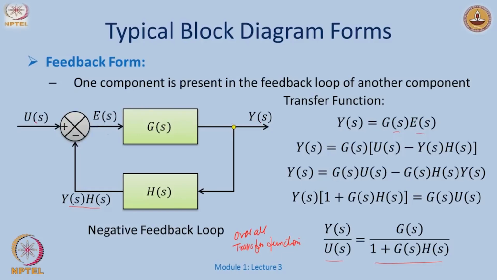Between Y and U, given these individual transfer functions, the forward transfer function block has G of S, the feedback one has H of S, and this is the overall transfer function from U to Y: G of S over 1 plus G times H.